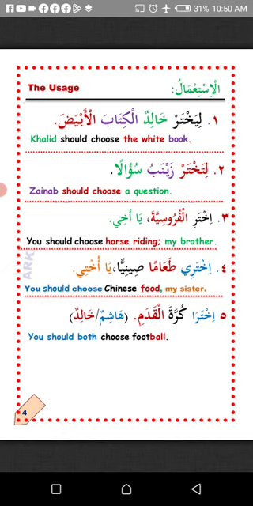Number five. اختاروا كرة القدم, you should both choose football, talking to Khalid and Hashim. You can also use the same form of the verb to talk to Ruqayya and Khadija. Remember there's alifun after the waw. اختاروا كرة القدم. You should both choose football. لعلك فهمت? I hope you understand.